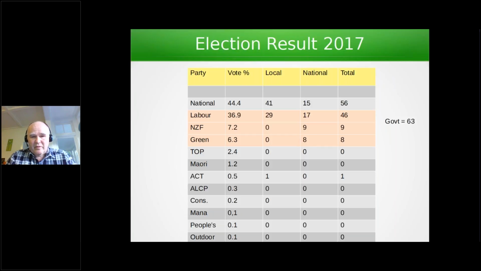So there we go, 36.9% of the vote, and very, very close, much closer than it was going to be. 29 local seats, 17 list seats, 46 total.